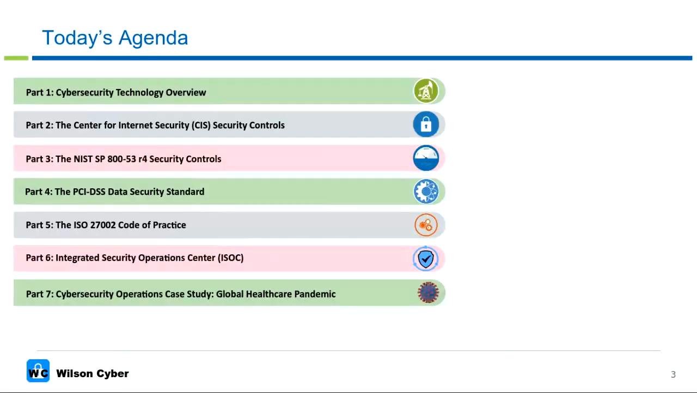Today's agenda will focus on 7 different parts. Part 1 is a technology overview. Parts 2, 3, 4, and 5 focus on different security control standards. Part 2 is the Center for Internet Security, CIS controls. Part 3 is NIST 800-53 Revision 4 security controls. Part 4 is the PCI Data Security Standard. And Part 5 is the ISO 27002 Code of Practice. All of these security controls can be operated out of a Security Operations Center. So Part 6 will discuss an Integrated Security Operations Center, where we operate the security controls and protect our critical assets. And then Part 7, we'll look at an operations case study, the global healthcare pandemic.